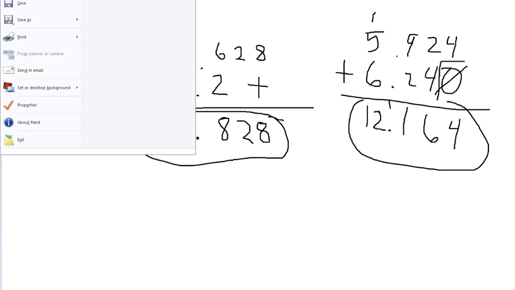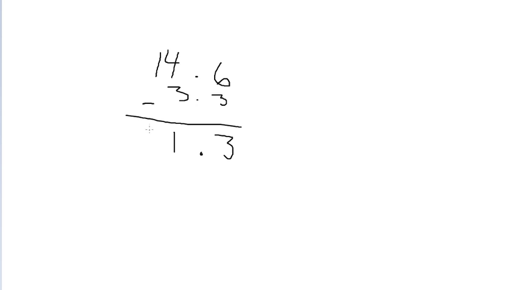And then we've got one more thing to do. We are going to subtract. So we've got 14.6 minus 3.3. So we would subtract these. You would end up with 3, and you would have your decimal point. You'd have a 1 and a 1. So that would be your answer to this one. Be 11.3.